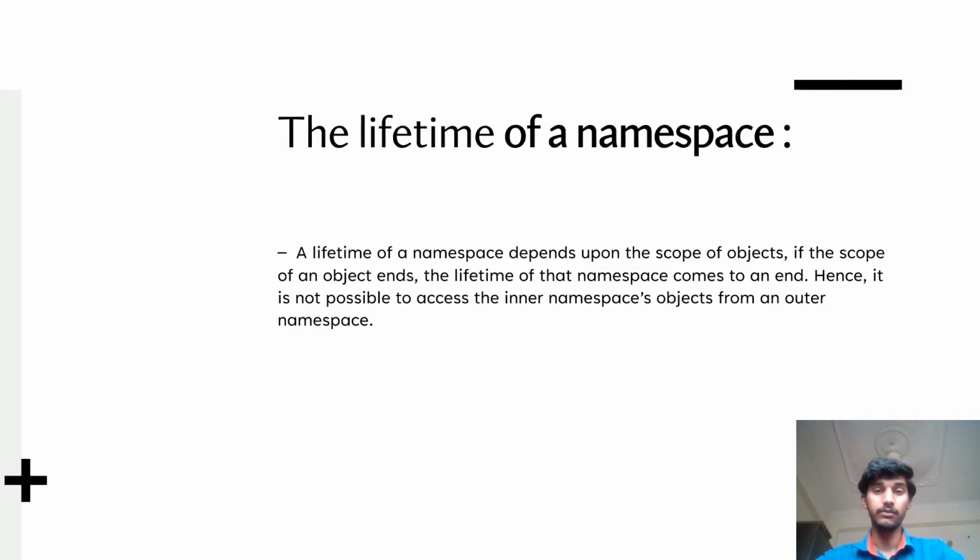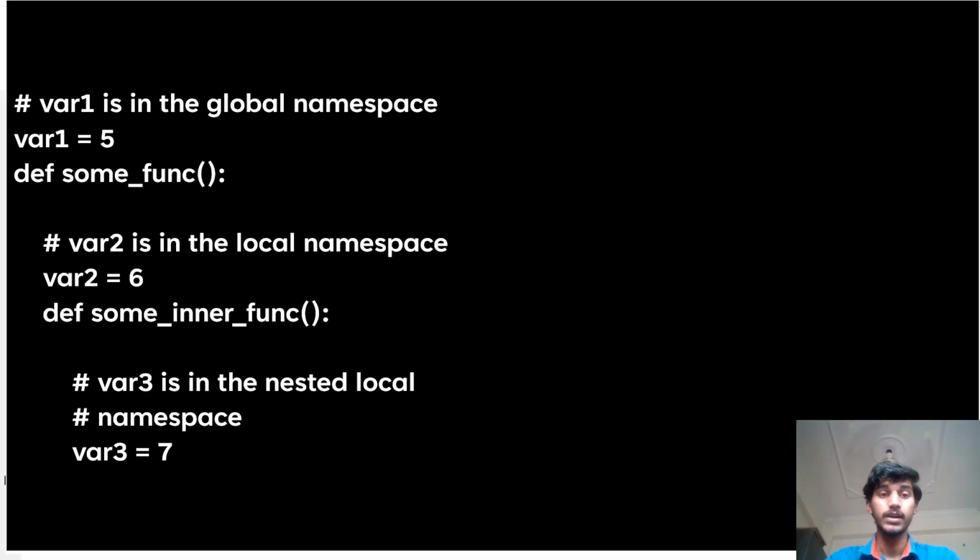Here we have the lifetime of a namespace. The lifetime of a namespace depends upon the scope of the object. If the scope of the object ends, the lifetime of the namespace comes to an end. Hence, it is not possible to access the inner namespace's object from an outer namespace. Here we have an example for it.